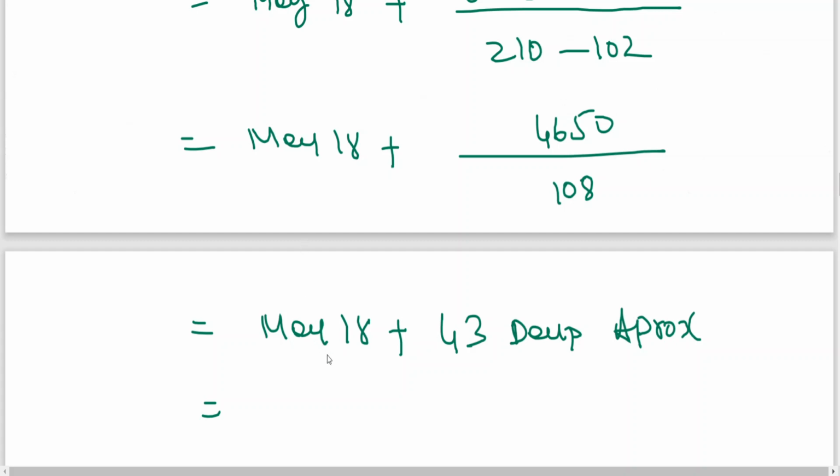Normally, I've been telling you from the last two classes, May 18 plus 43, if you add, counting will be easy. You'll be getting 61 days, since May has also been added. Now you deduct May 31. Now you are getting 30 days. So what is the answer? June 30.